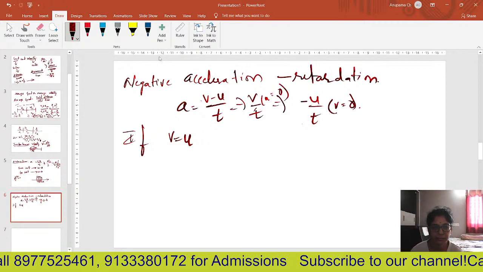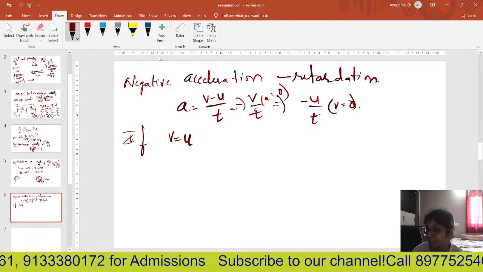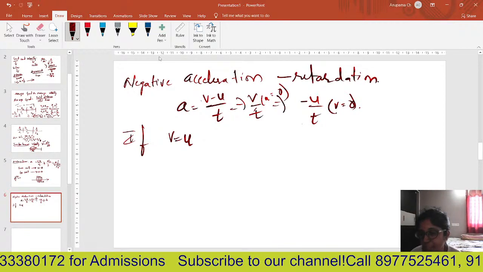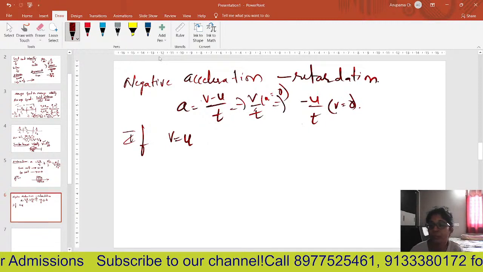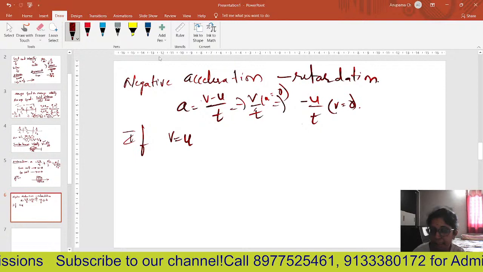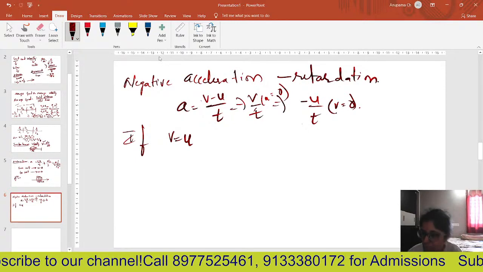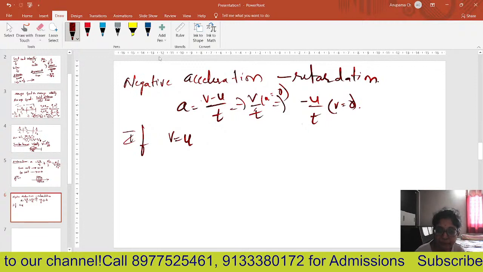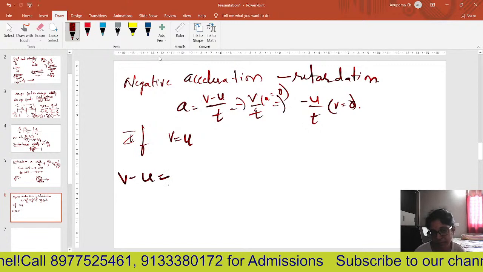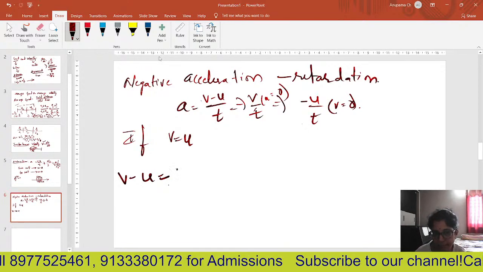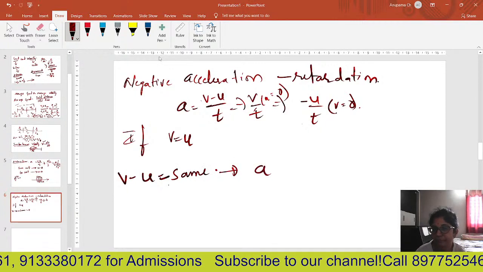Right. So 0 by something is 0, so acceleration can also be 0. That's what I'm going to tell. Hasini, you asked whether it is always positive, isn't it, right? It's not always positive, Hasini. It may be negative, it may be positive, and it may be 0 also, right? So when v minus u is always the same, the change in velocity is same, for example, then acceleration will also be same.